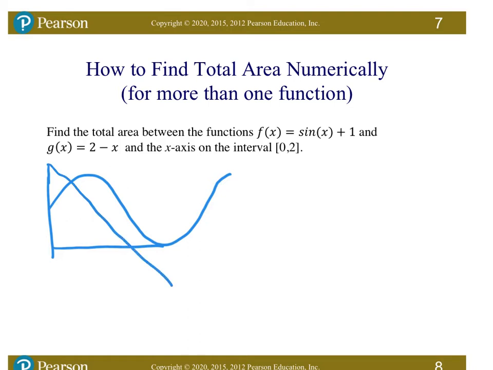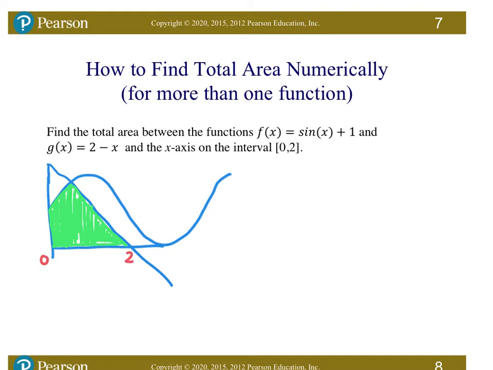And 2 minus x is going to come down looking like this. We want to find the total area between the function sine of x plus 1, that's this part, and then turning, and then going along 2 minus x, and the x-axis, and the y-axis. That's this region right here. And we're going on the bounds of 0 to 2.